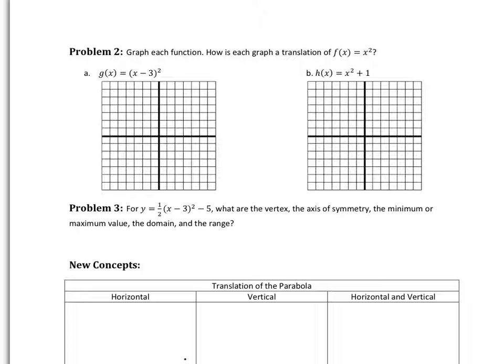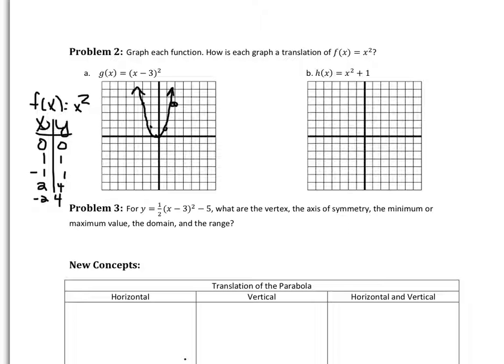So let's graph that parent function first, and we know that the vertex is going to be at 0, 0. Adding some additional points, we'd have 1, 1, negative 1, 1, 2, 4, and negative 2, 4. All right, and we'll connect those points, making that nice parabolic shape. Now we have something to compare our new graph to.